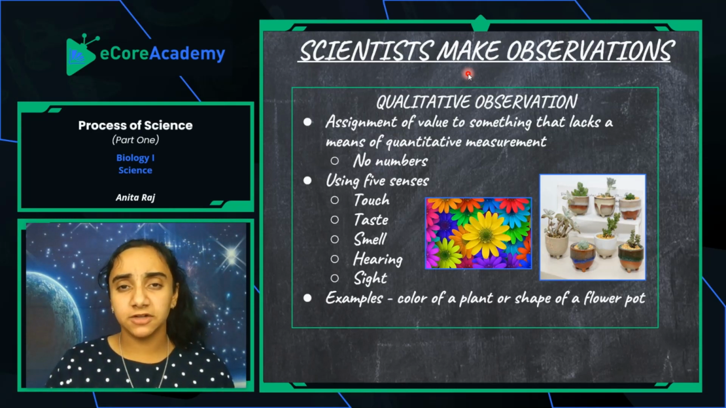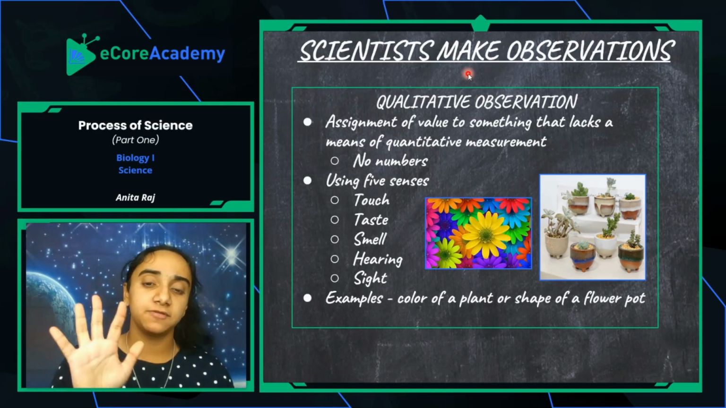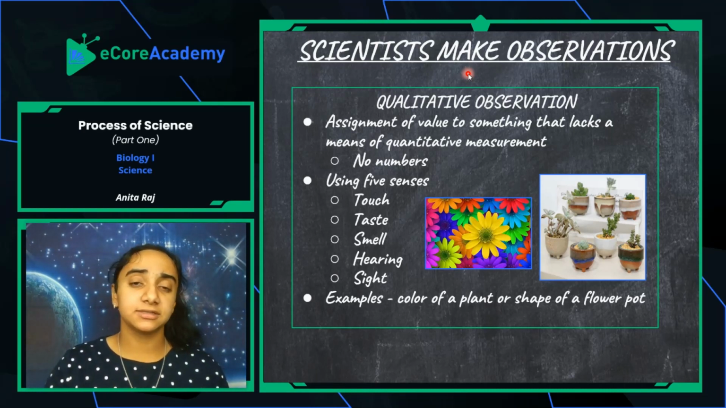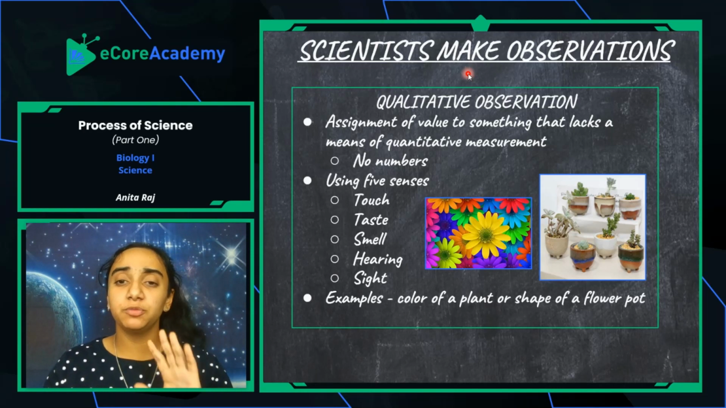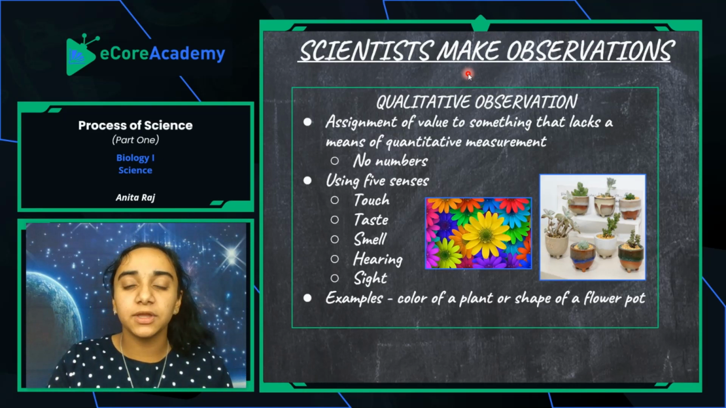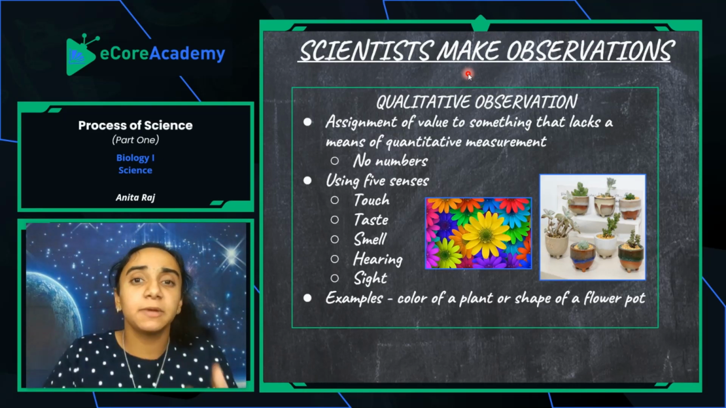So you make qualitative observations based off of your five senses. Your five senses are your touch, taste, smell, hearing, sight. Very essential. These are what you base your qualitative observations off of. So if I just looked at something, these are observations I can make just by looking at those things.